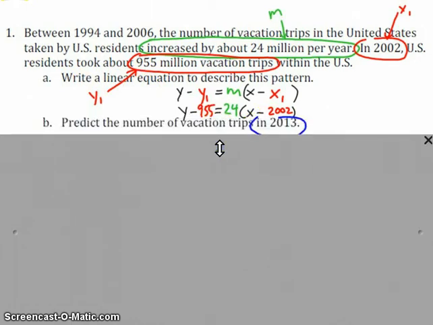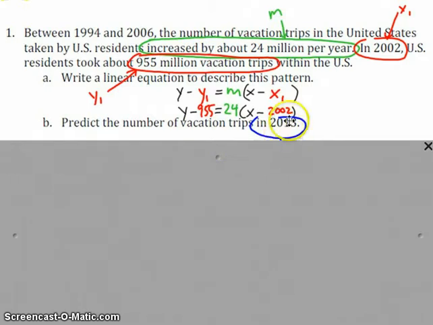Predict the number of vacation trips in 2013. All I've got to do is put 2013 into this equation. The challenge is to figure out, where do I put it? Do I put it in place of y or in place of x? Those are really the only 2 places I can put it in this equation. Well, maybe just by numbers it looks obvious, but it should make sense in terms of logic.